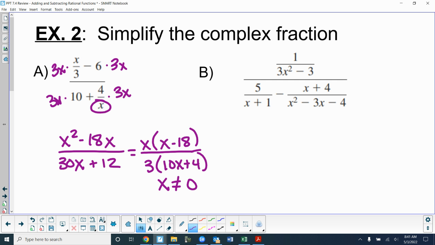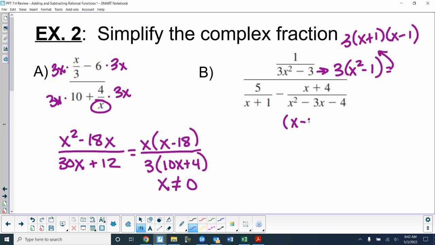Okay? So, if I factor this, I get that. But what is X squared minus 1? It's a perfect square. Difference of squares, right? So, I'll put it up above here. It's 3 and then X plus 1 and X minus 1. Okay? This X plus 1 I can't factor. That's all. It's as simple as we can make it. This can be factored into X minus 4 and X plus 1.